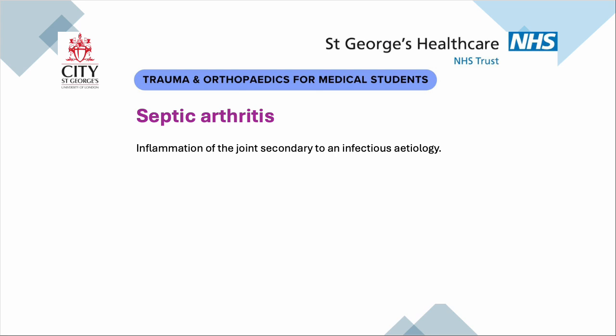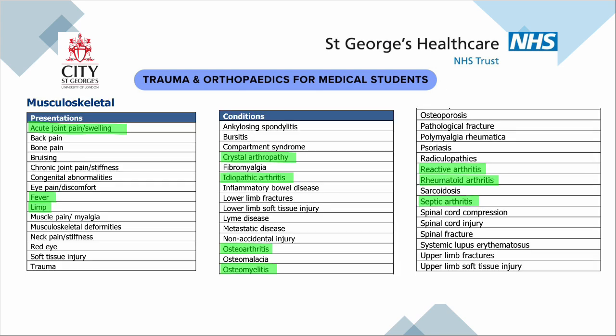So finally, we'll look at septic arthritis. So very simply, this is inflammation of the joint secondary to an infectious etiology. And this covers a whole load of things, because as we're going to see later on, your differentials relate to all of these forms of arthritis.